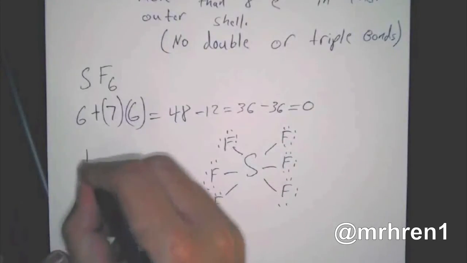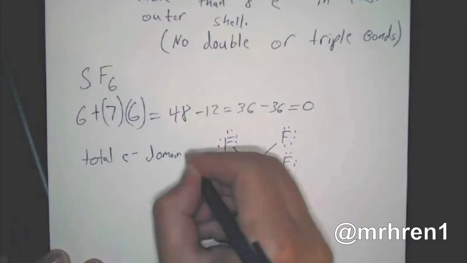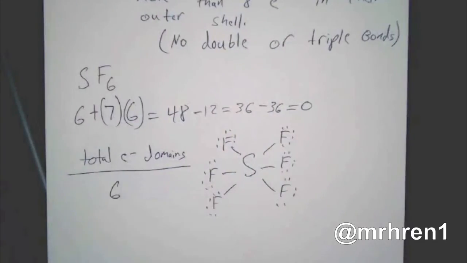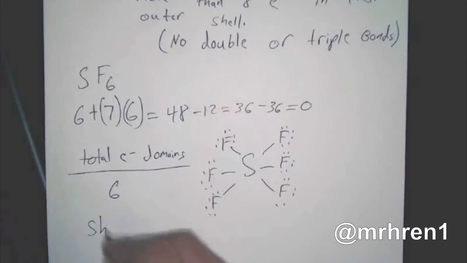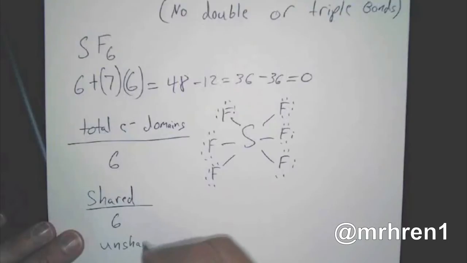So, total electron domains for this molecule. That's basically just asking how many electron pairs are around the central atom. How many? 1, 2, 3, 4, 5, 6 pairs, right? So 6 total electron domains. How many shared? All 6 are shared. How many unshared? 0. Simple as that.